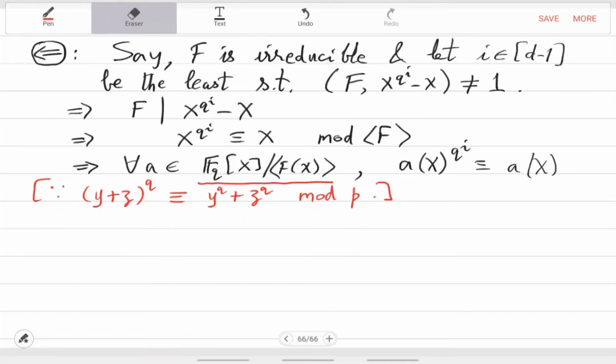The reason is that when you do binomial expansion, the other coefficients are q choose I, and q choose I is 0 mod p. It's divisible by p. So this is true by binomials.